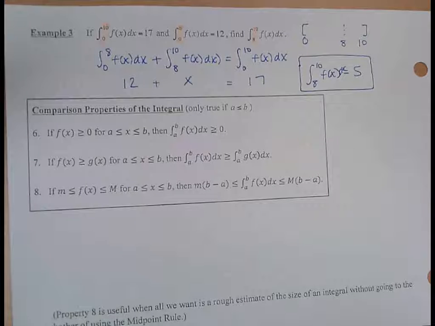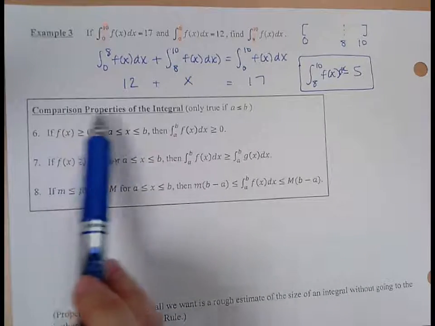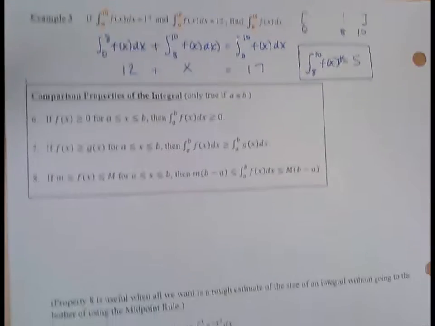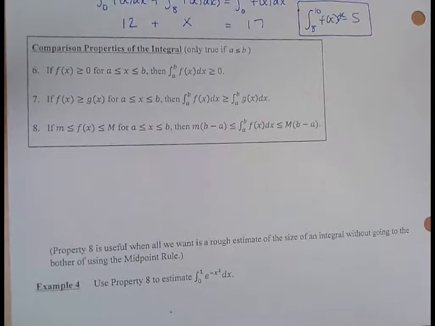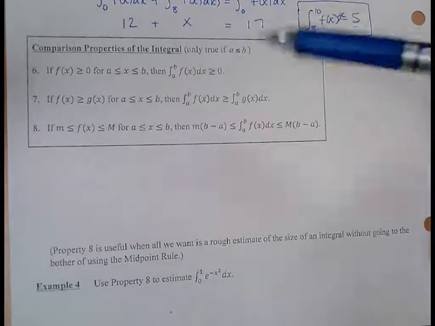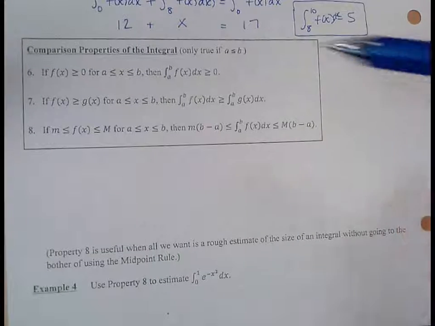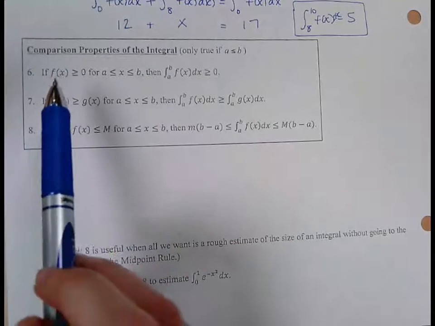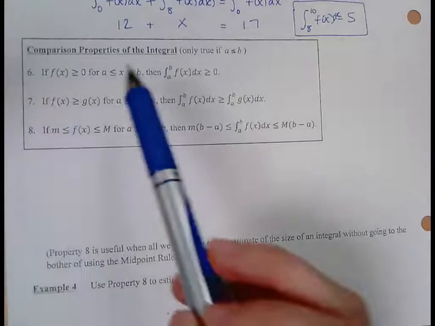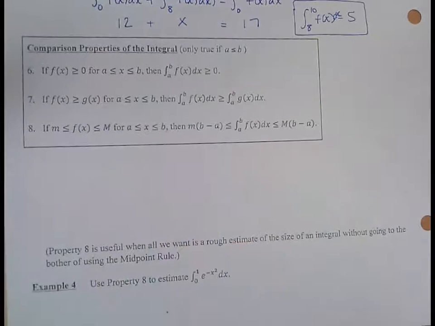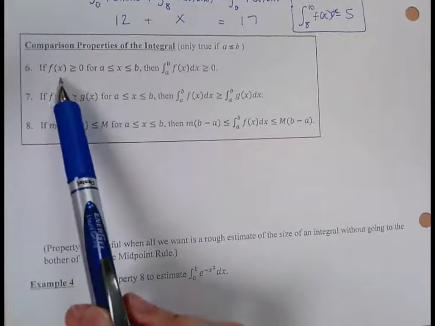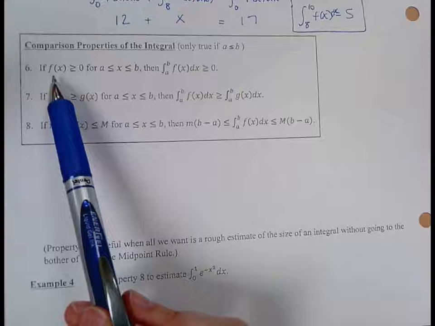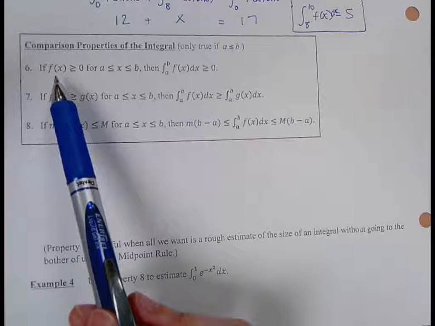Okay, then the last example, we have some comparison properties for integrals. And these are only true if a is less than or equal to b. So, I need it quiet, please. The first two, 6 and 7, again, I numbered them how they're numbered in the book. 6 and 7 are pretty intuitive. Can I please have it quiet so I'm not talking over people?